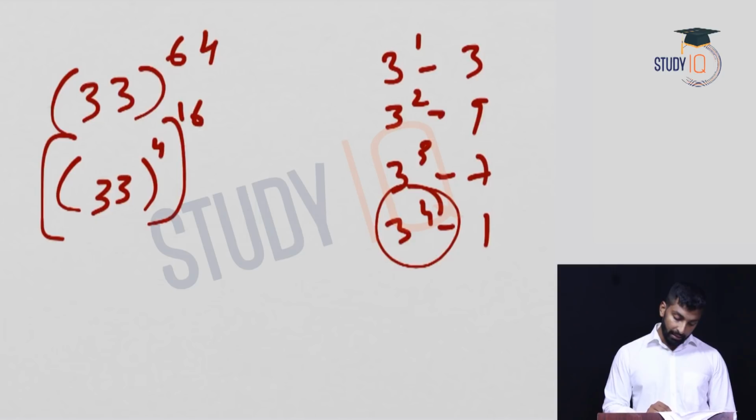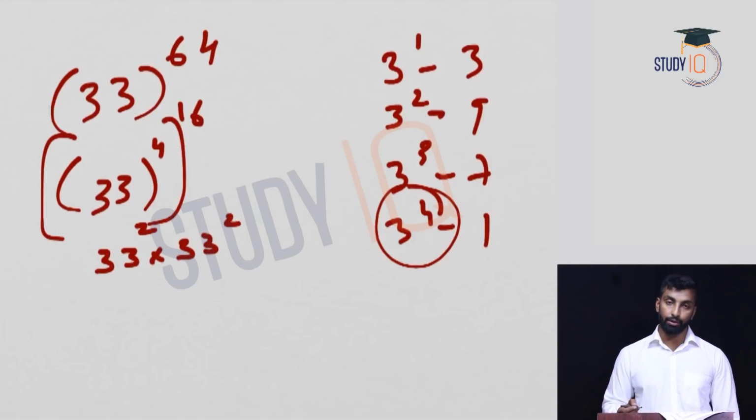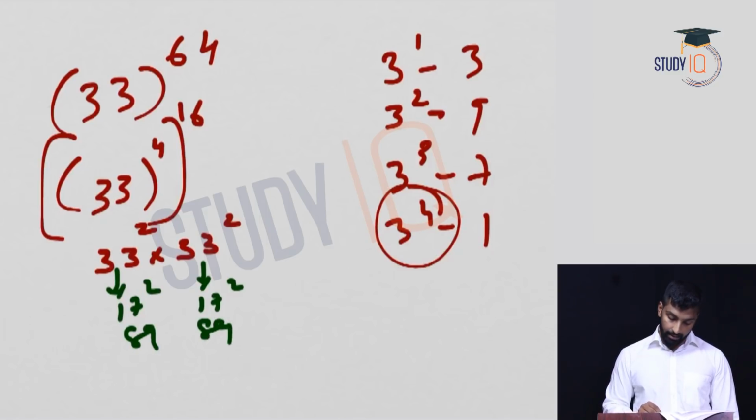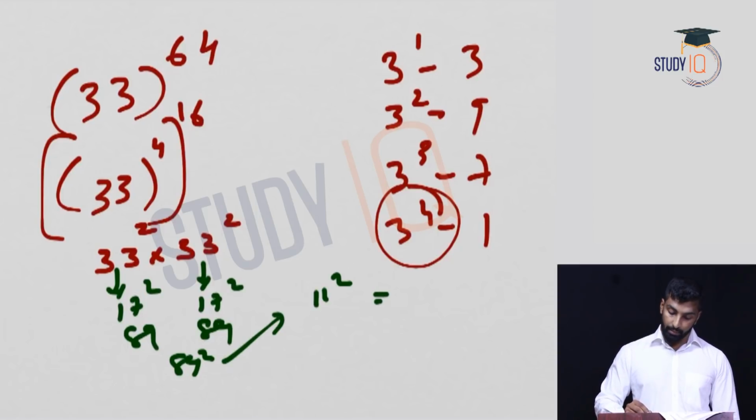Now 33 raised to 4 means 33 square into 33 square, right? I know this is equal to 17 square. This is also equal to 17 square. What is 17 square last two digits? 89. Here also 89. This is nothing but 89 square. I don't know what is 89 square. I know what is 11 square. This is nothing but 21.